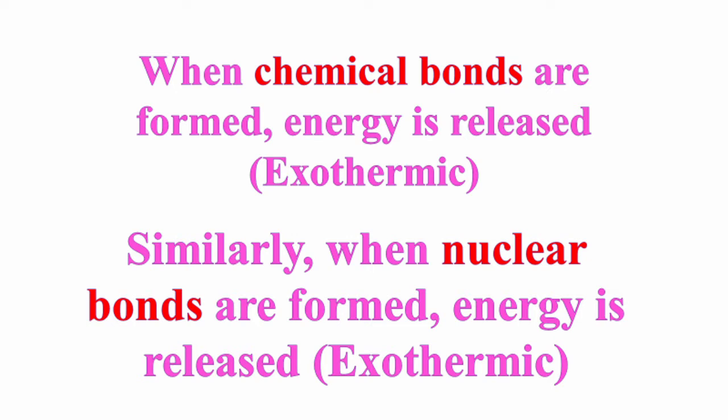If you are a chemistry student, then you will find it very easy to understand because you have learned that when chemical bonds are formed, energy is released. Similarly, when nuclear bonds are formed, energy is released. But where does this energy come from? To answer this question, we will first try to assemble a nucleus from scratch.